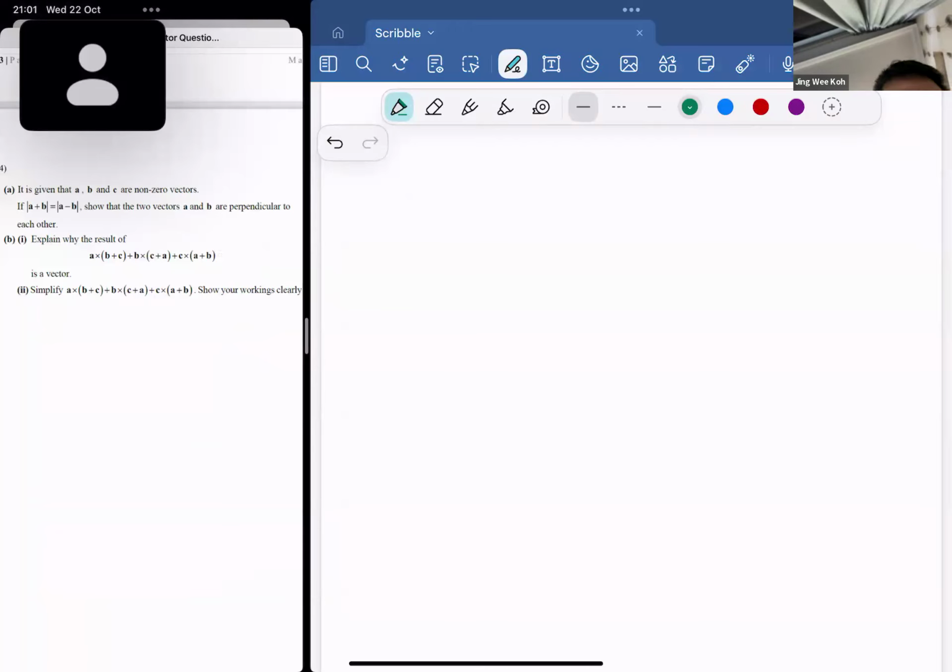Okay, so it is given that A, B, C are non-zero vectors. Show that this and this are perpendicular. So whenever you see vectors with length, actually there's nothing much you can do. This question, do already.